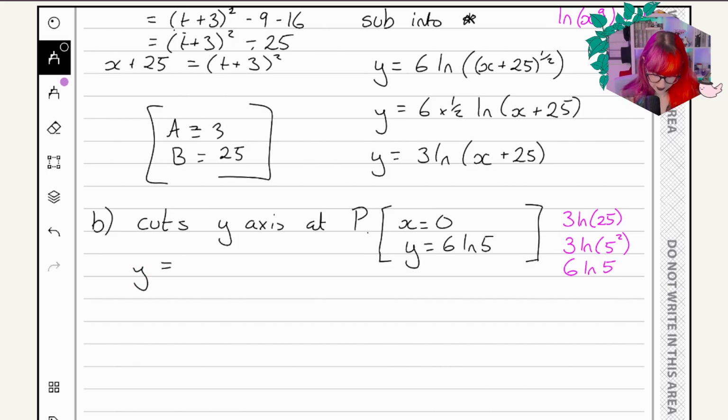So we have y is, as we had before, 3 ln of x plus 25. So we need to know what dy dx is, okay? Because that'll give us our gradient at the point. So the derivative of the log is... Logs go to 1 over. Yeah, because 1 over goes to log. Always get those the wrong way around.